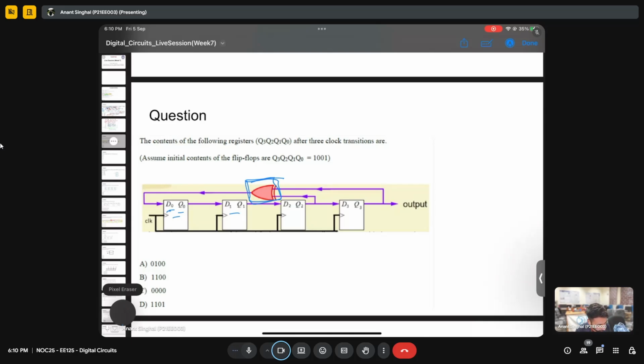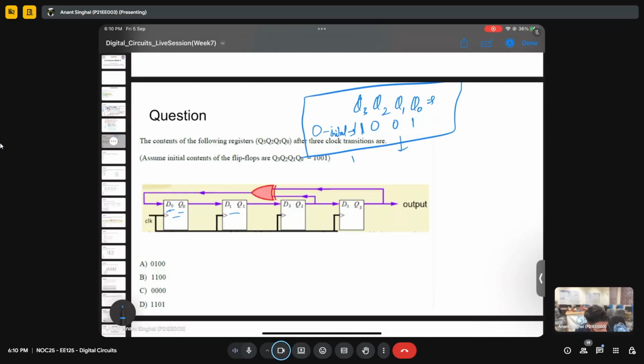Now the question states that we have to be very careful: the initial input is not 0 0 0 0 here, it's 1 0 0 1 here. So this is the input at initial, or the 0th clock cycle. It is asking the same thing after 3 clock cycles. So it is exactly the same question, just with some different modifications. I'd like to give you maybe 2 to 3 minutes. You can type your answers in the chat box and let me know what you are getting.